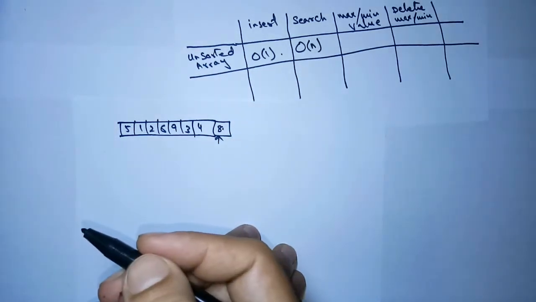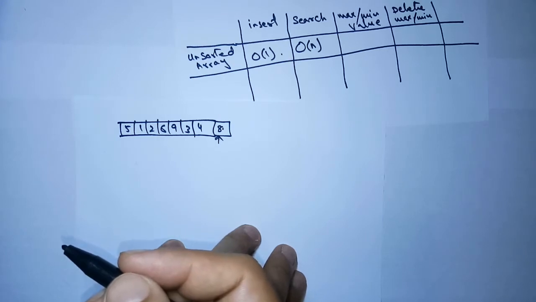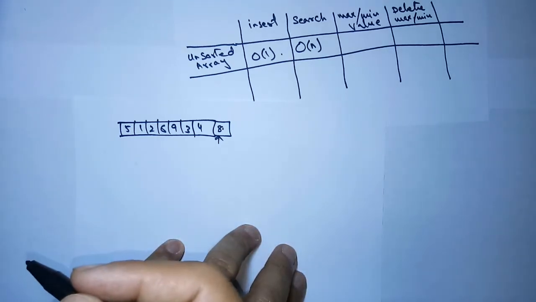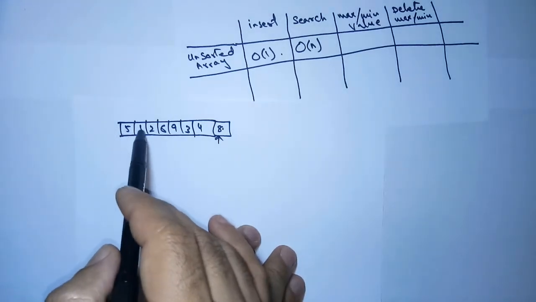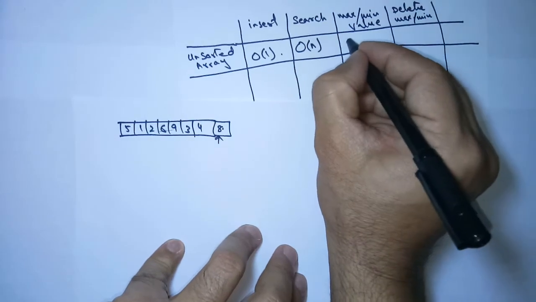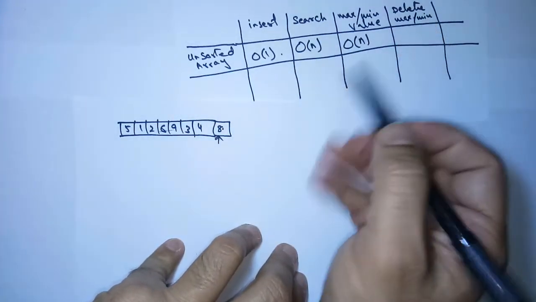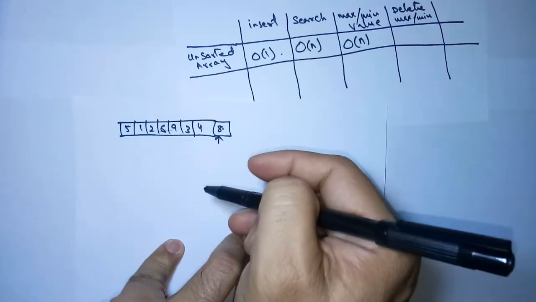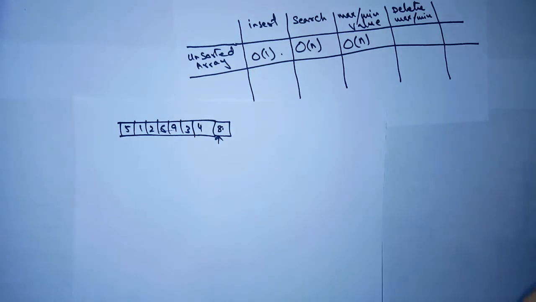If I want to find the maximum value or the minimum value from this array, I have to go one by one. I have to compare this with this one, this one, this one. I have to do all the comparisons. So as a worst case, it will take order of n time. And if I want to simply delete a value, I need to search that value. So in order to search, I need order of n time plus 1 to delete it. That is order of n.